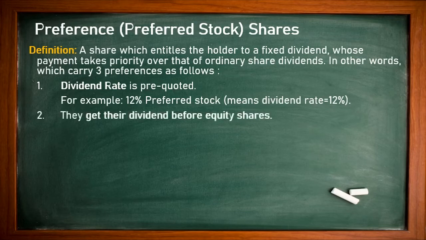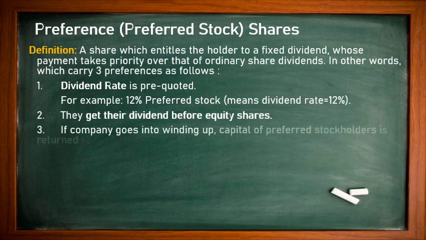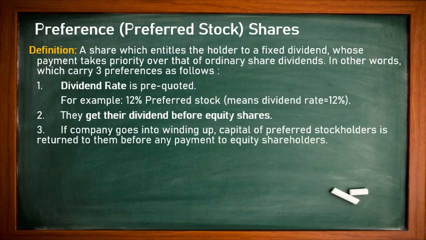Number two, they get their dividend before equities. So this is the priority. What I told you, they will get the benefit before the equities. Number three, if the company goes into winding up or liquidation, as we discussed before, the capital of the preferred stockholder is returned to them before any payment to the equity shareholders. This is a preference on equity again.